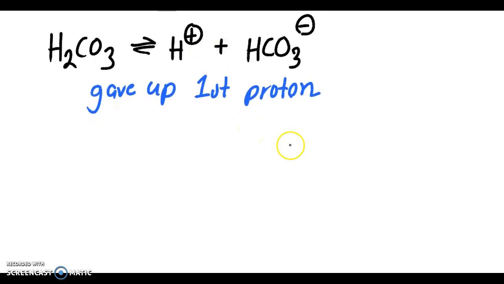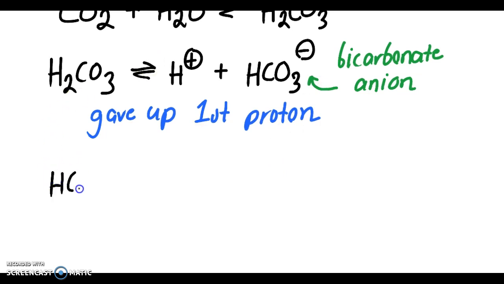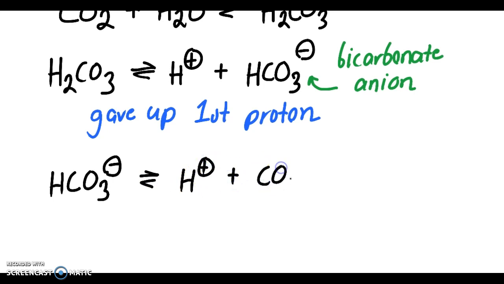And then what is this product? This is called a bicarbonate anion because it has a negative charge. So this is the bicarbonate anion. Now this anion can undergo a second deprotonation. So just like before, it gives up a proton. Let me write what we have left. This would be CO3 2 minus.